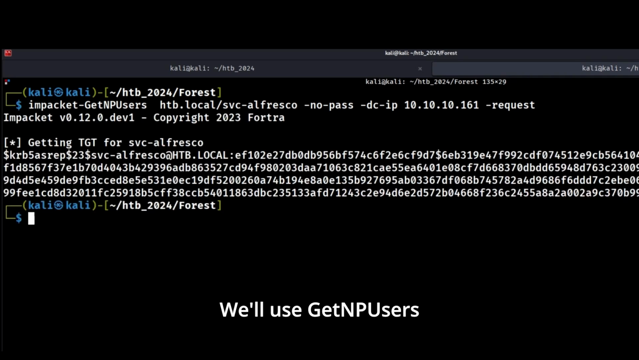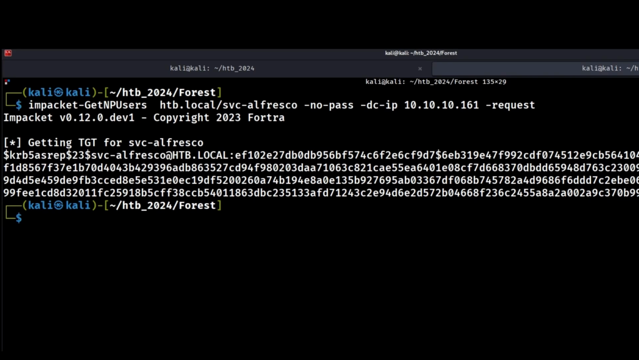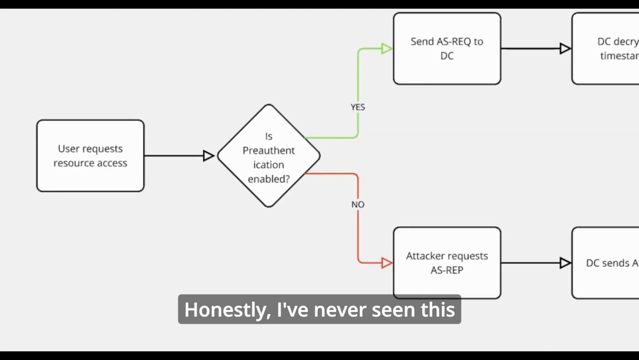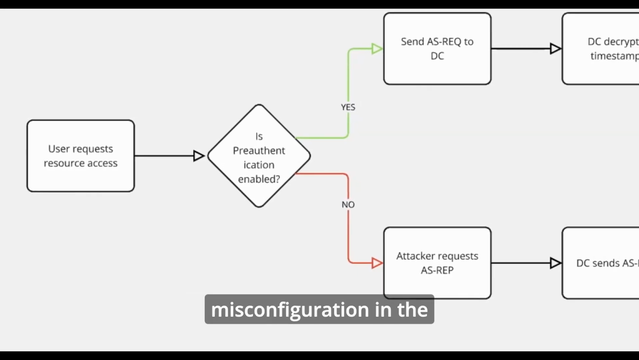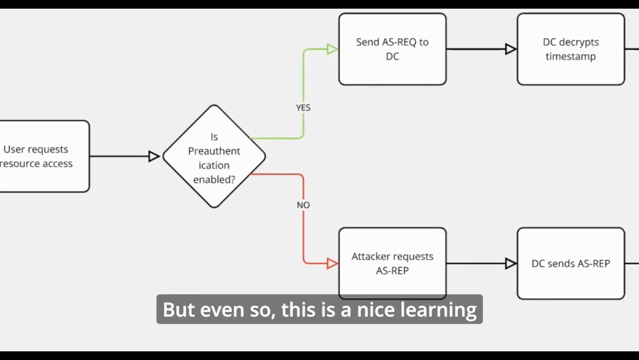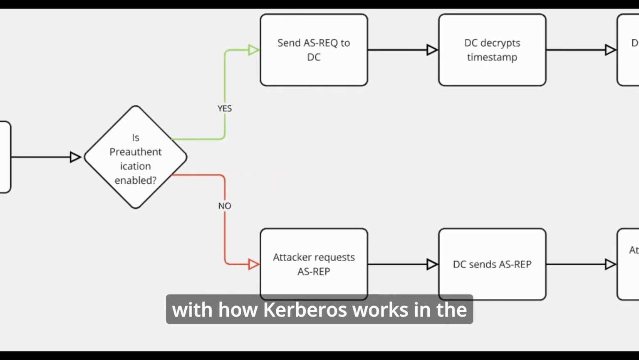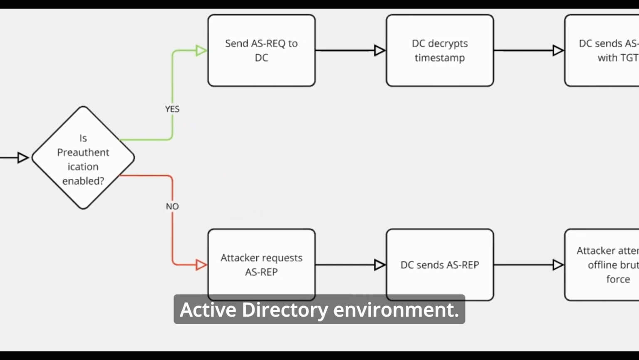We'll use GetNPUsers from the Impacket toolkit. If you've been following along, you should now understand what this tool does. Honestly, I've never seen this misconfiguration in a production environment. But even so, this is nice learning material to experiment with how Kerberos works in an Active Directory environment.